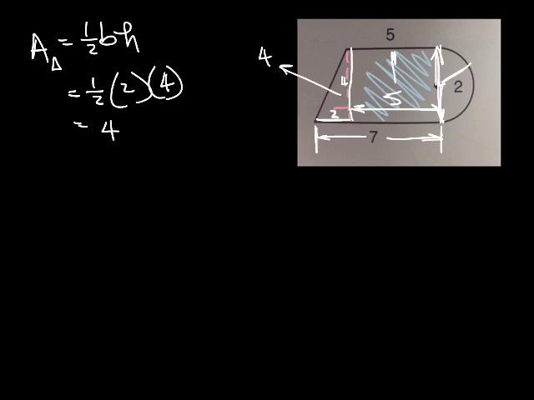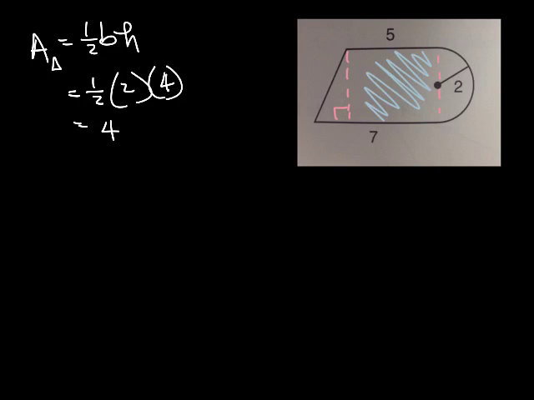Let's look at the area of the rectangle. The rectangle is 5 long, and we already figured out the height of the triangle was 4, so it's going to be 4 high. So 5 times 4 is 20. So we're going to add 20, and that gives us this much and the triangle so far.